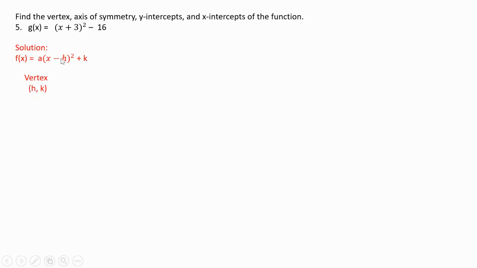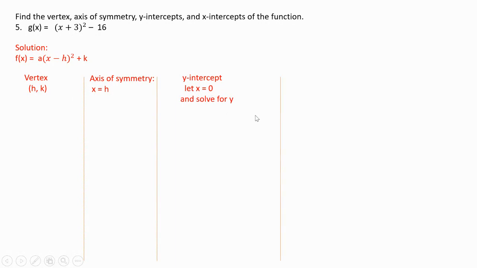My vertex is (h, k). The axis of symmetry will be x equals h, right? Which will be the x value of the vertex. And for the y-intercept, we let x equal 0 and solve for y. And for the x-intercept, we let y equal 0 and solve for x. So that's my plan. Okay, now, for the vertex, it's very, very visual.